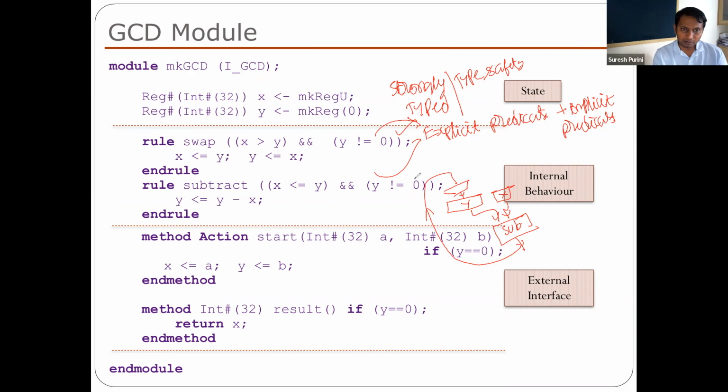We may need a multiplexer because if you see, X goes to Y and Y goes to X. So there is one output from Y, and there is a multiplexer here. So Y goes to X, and then the output X goes to Y here. If the swap rule is enabled, then this path will become active, and X will be returned to Y. And if the subtract rule is active, then the output of the subtractor will be returned to Y. Okay, so like this, a circuit gets generated.